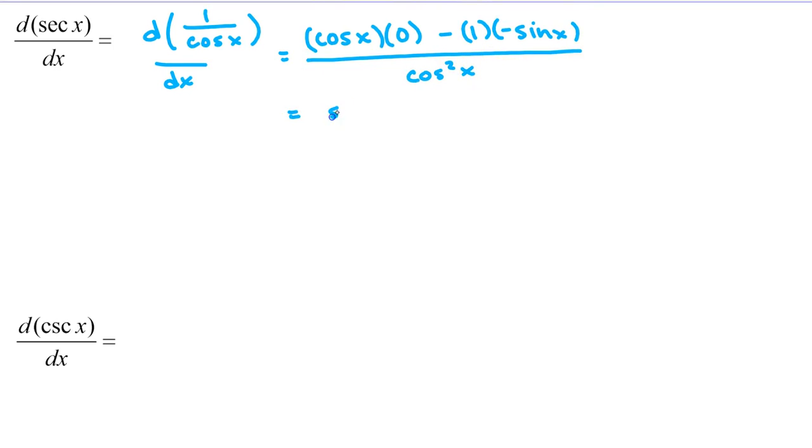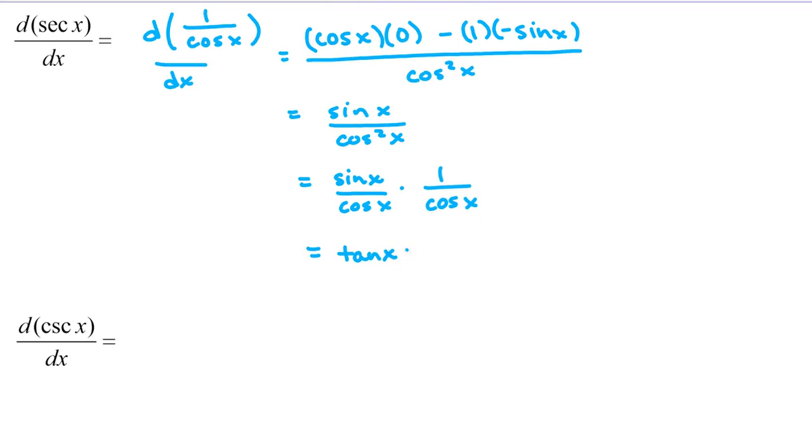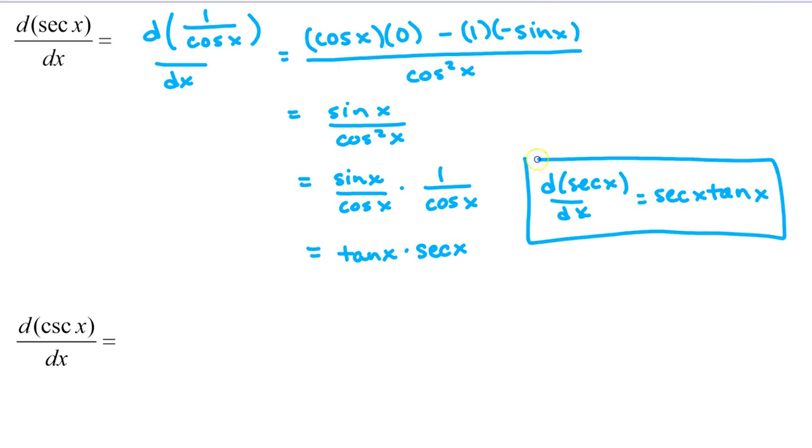So this gives us sine of x over cosine squared x, and we can break that down into sine of x over cosine of x times 1 over cosine of x. The reason we would want to do that is because then we can change sine of x over cosine of x to tangent x and 1 over cosine x to secant x. Now the way we usually write this is the derivative of secant x is secant x tangent x. So we usually just put the secant first. Not that you would have to, but that's just the conventional way to do it.